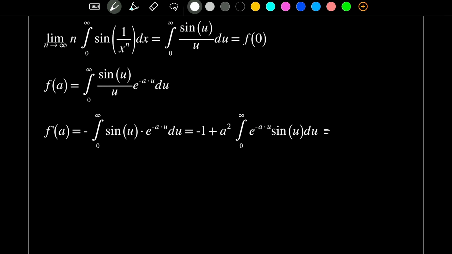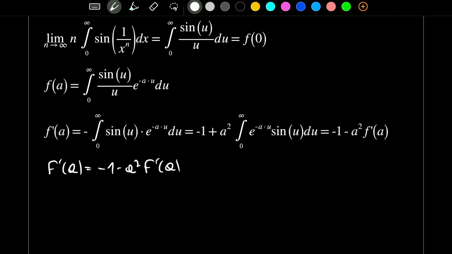We need to take that minus sign into account, so we're going to get minus 1 minus a squared times f prime of a. Now, using that result, we'll get this simple expression for f prime of a, or the derivative of f. So f prime of a is going to equal minus 1 minus a squared times f prime of a. Now let's solve this for f prime of a.